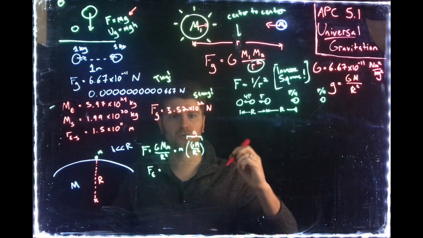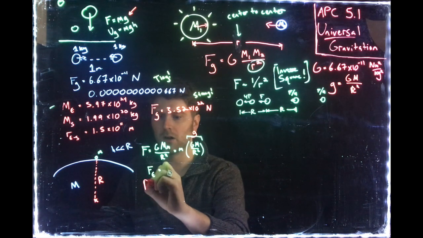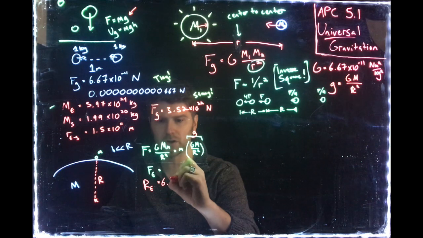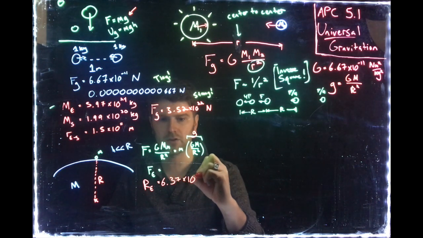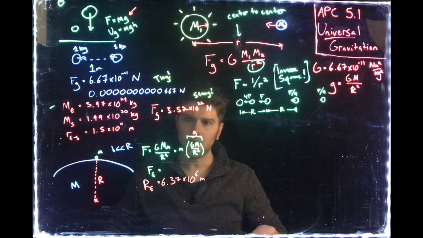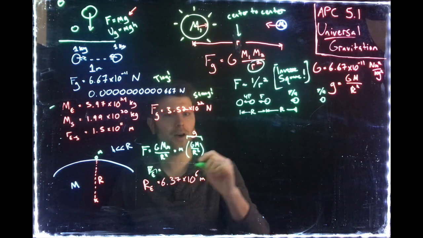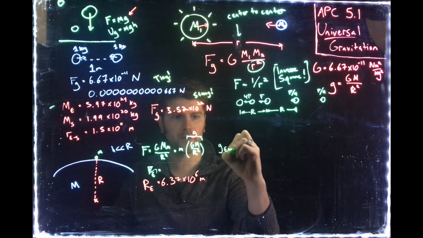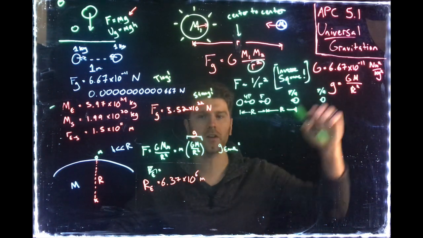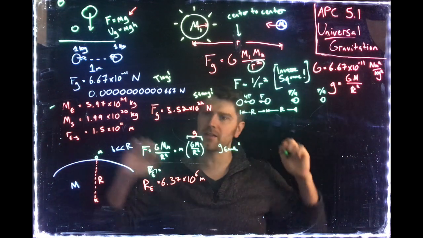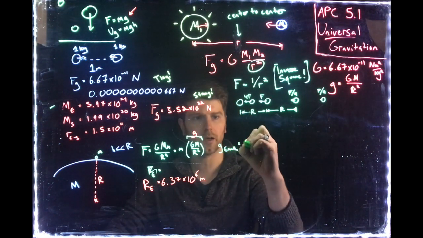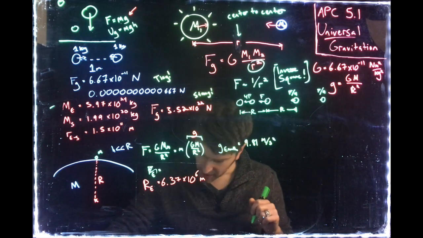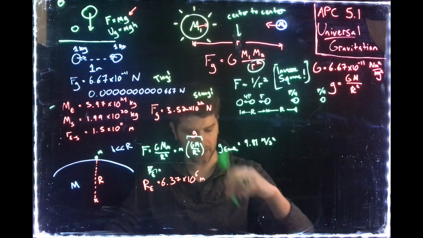For those of you playing along at home, the radius of the Earth is about 6.37 times 10 to the 6th meters. If you go ahead and calculate this g for the Earth, you end up with a very familiar number. If you do 6.67 times 10 to the negative 11th times the mass of the Earth divided by the radius of the Earth squared, you get 9.81 meters per second squared.